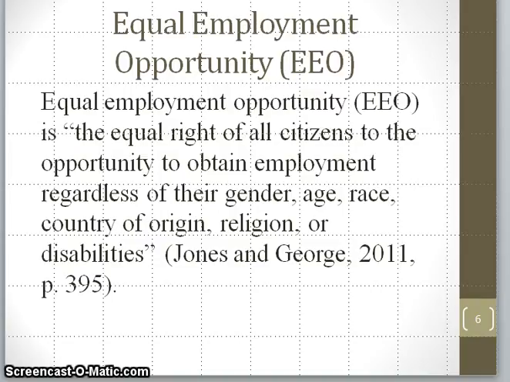I'm going to talk a little bit next about equal employment opportunity. This is also known as EEO. Equal employment opportunity is defined as the equal right of all citizens to the opportunity to obtain employment regardless of their gender, age, race, country of origin, religion, or disabilities.